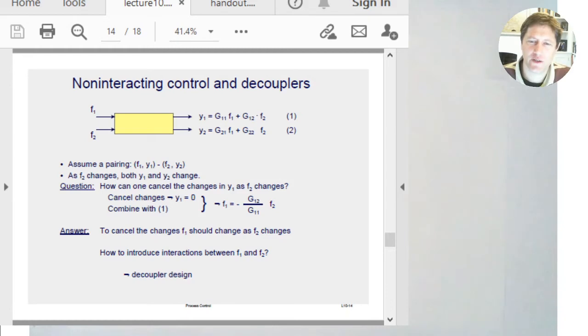So if we can adjust F1 based on what's happening to F2 by this amount, then that would cancel out the interaction, the coupling between the two. So that's the principle of the decoupler.